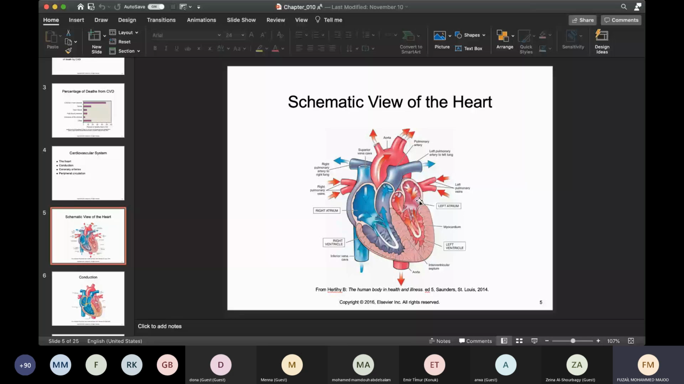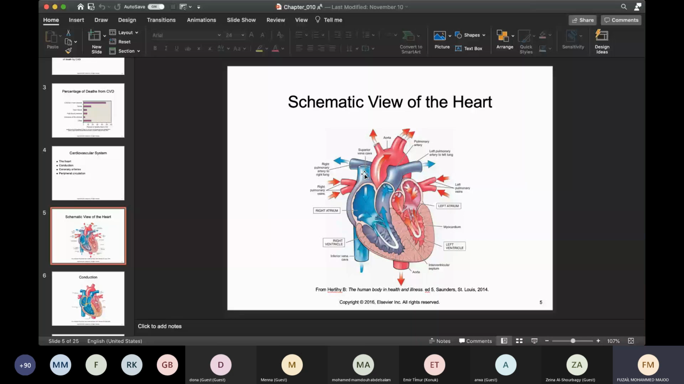This wall that divides the right and left ventricle is called the interventricular septum. Interventricular septum. The blood vessels that return deoxygenated blood to this right atrium include the superior vena cava and inferior vena cava. There's also something else that's not shown here, which I'm going to tell you. It's called the coronary sinus. Coronary sinus. That is what it's called.